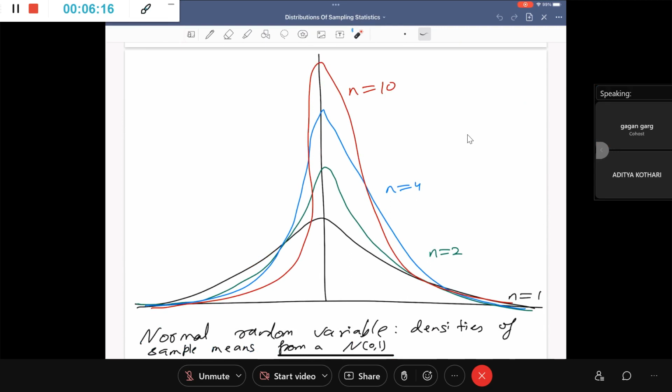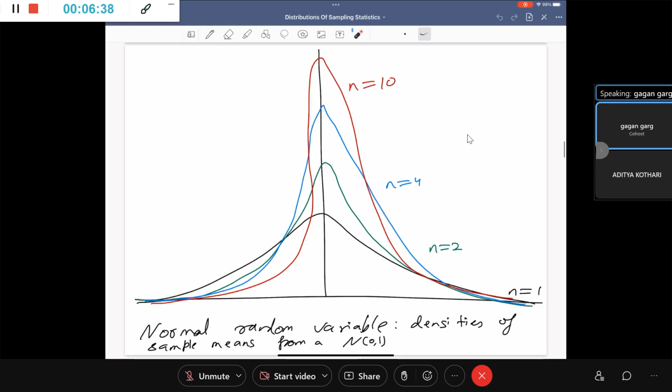Yeah, so this is what we try to plot here. And what you notice is that for higher values of n, the curve is narrower, and for lower values of n, the curve is more flattened out. This one is for n equal to 1, and this one is for n equal to 10. So it's closer to the mean. So it's narrower.